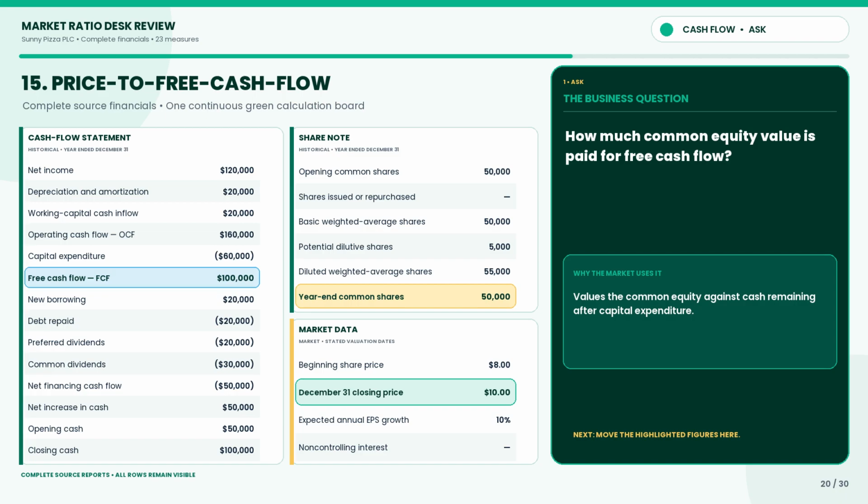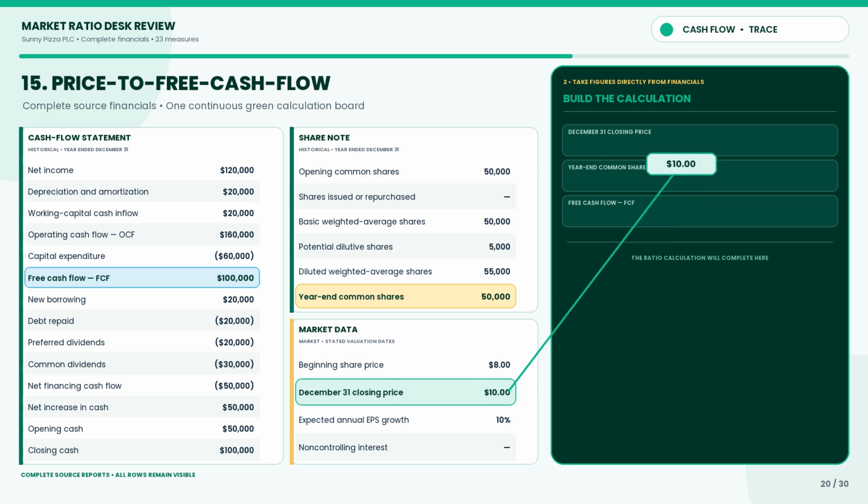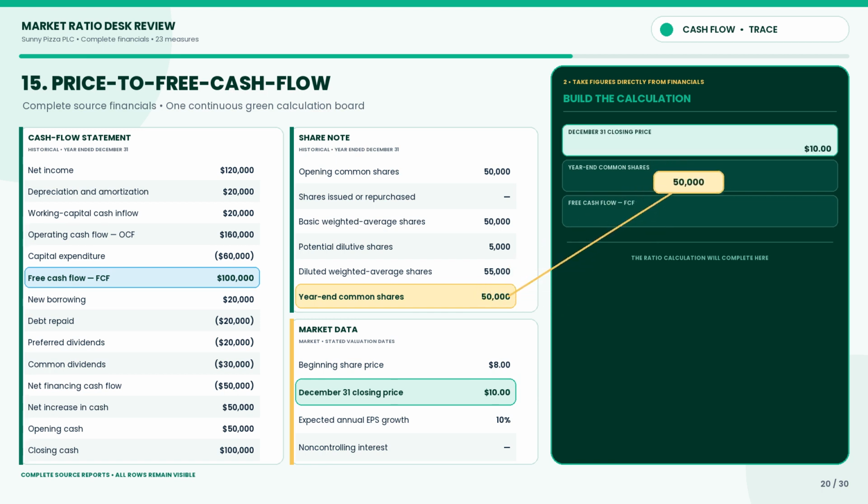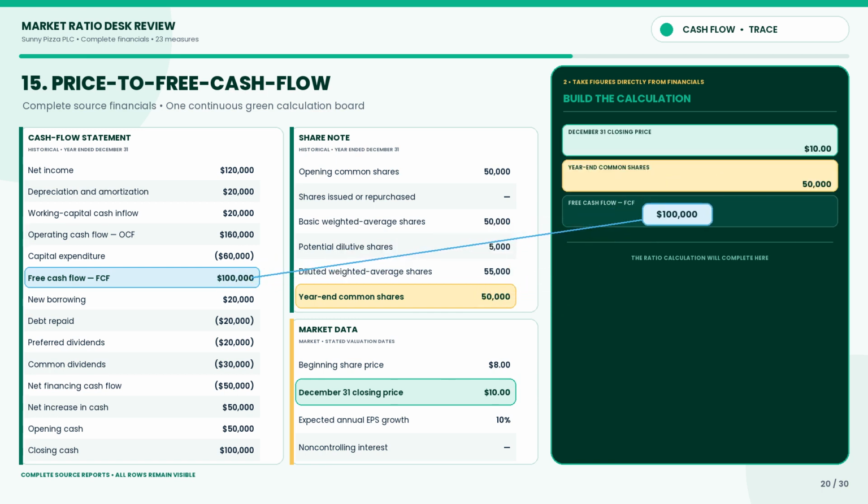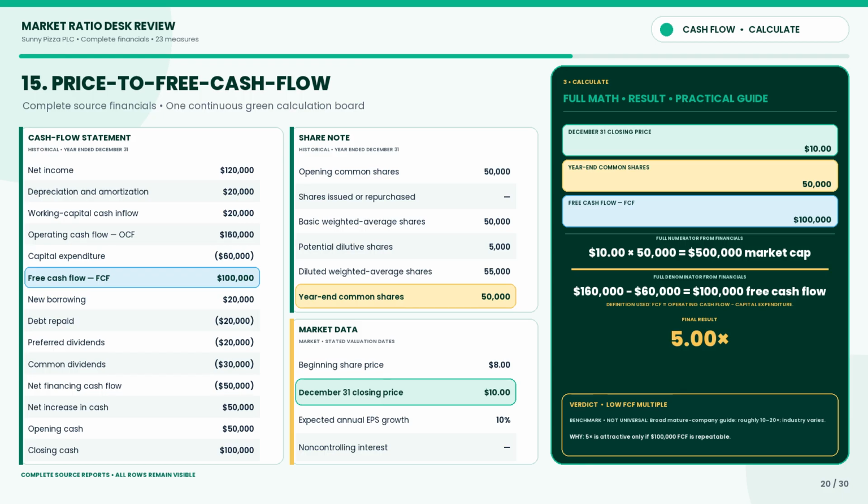Price to free cash flow asks how much common equity value is paid for free cash flow. For this lesson, free cash flow equals operating cash flow of $160,000 minus capital expenditure of $60,000, giving $100,000. Market capitalization is $10 times 50,000 year-end shares, or $500,000. $500,000 divided by $100,000 gives a price to free cash flow ratio of 5 times.